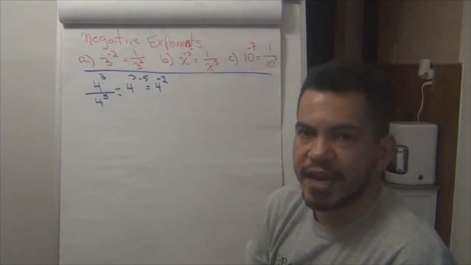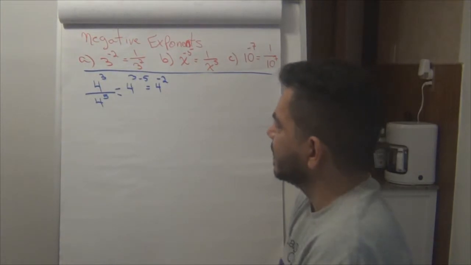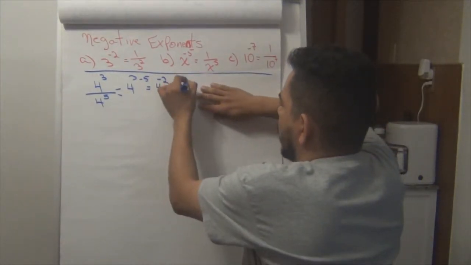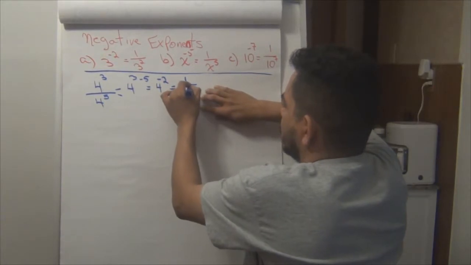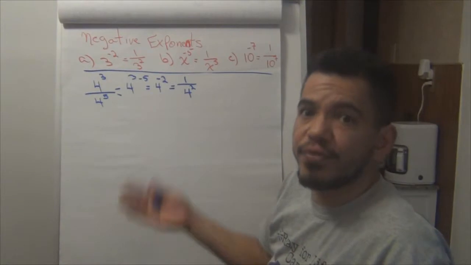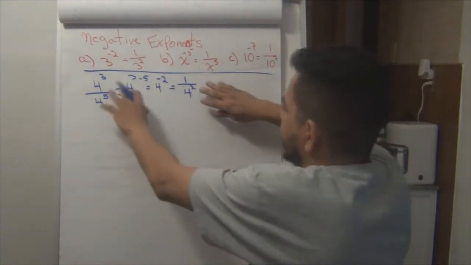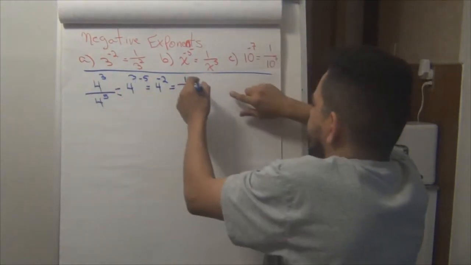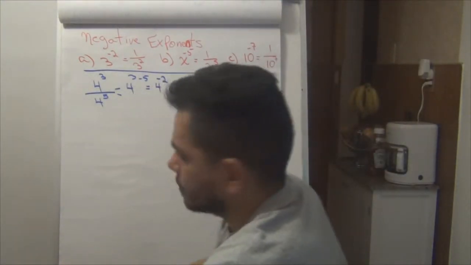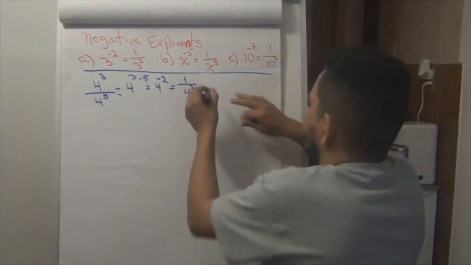So we have 4 to the negative 2. How do we prove that 4 to the negative 2 is the same thing as 1 over 4 to the 2nd? Well, let us expand. That's how we show work. Let us expand. Let me do it in a different color.